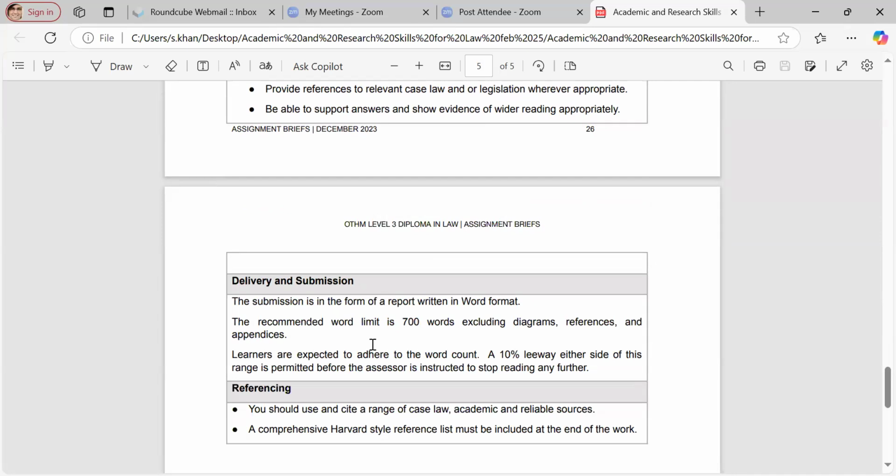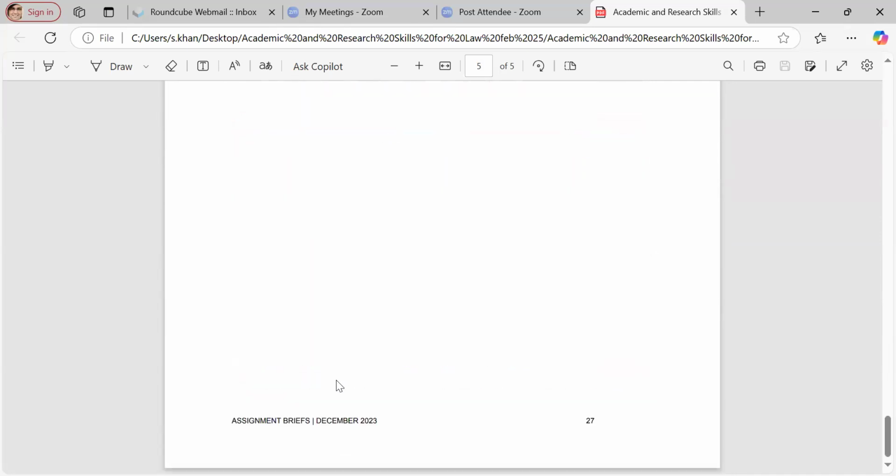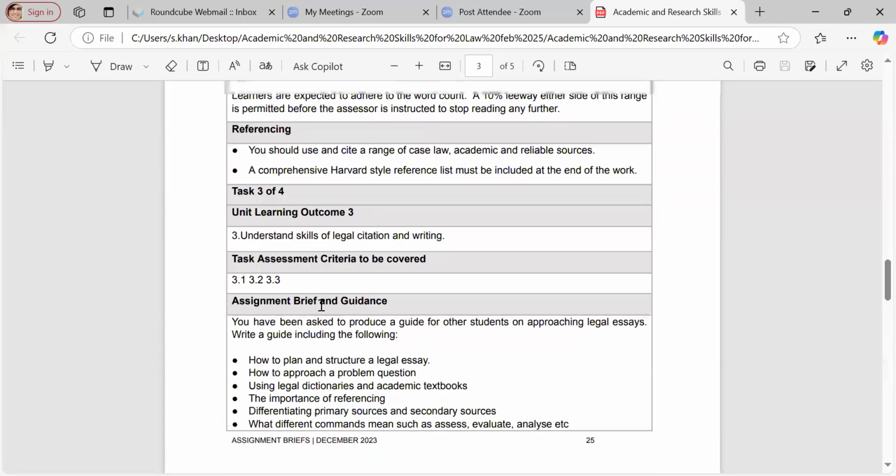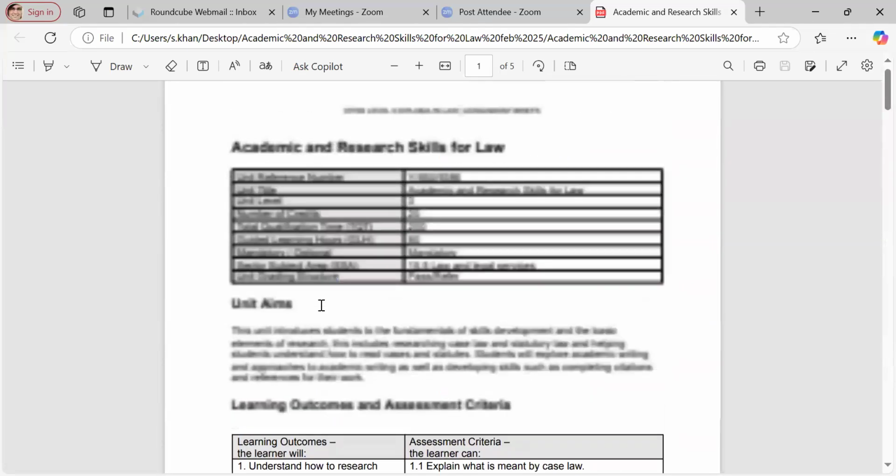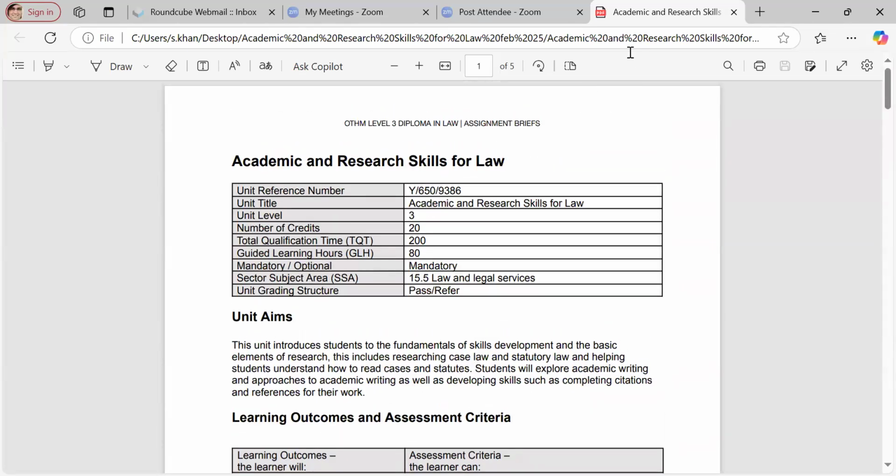So you need to make sure you're looking at that. So this is how the assignment brief looks. Just an idea for you, this is how it looks, and this is where I've taken the information to put in the slides for you. Going back to the assignment discussion PowerPoint slides, quickly before we finish off.